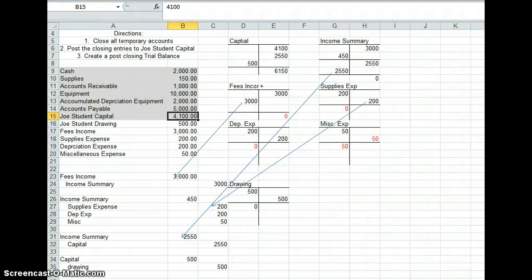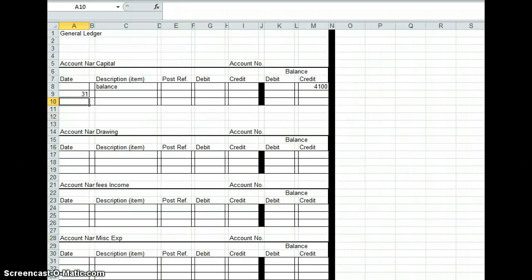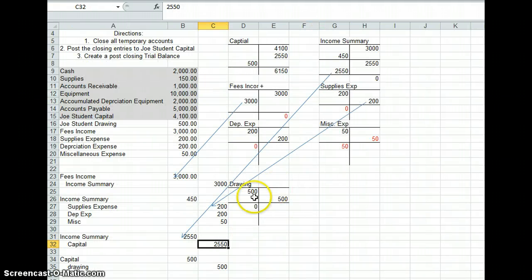And if we look back, the first thing we did to capital was we credited it for $2,550. So we would come to our ledger, we would put in a credit for $2,550, and a credit's going to be positive. So I will say 4,100 plus the 2,550 is going to give me a new balance. So I have that journal entry recorded.